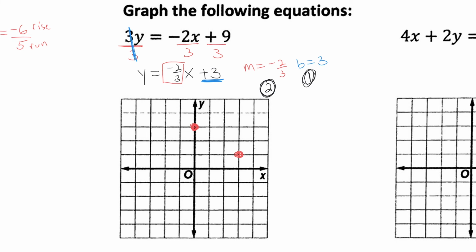Now, you guys connect the points. Make sure you guys use arrowheads because lines, they do go to infinity. So here's my line. Arrowheads right here and right here. And that is the graph of the equation.